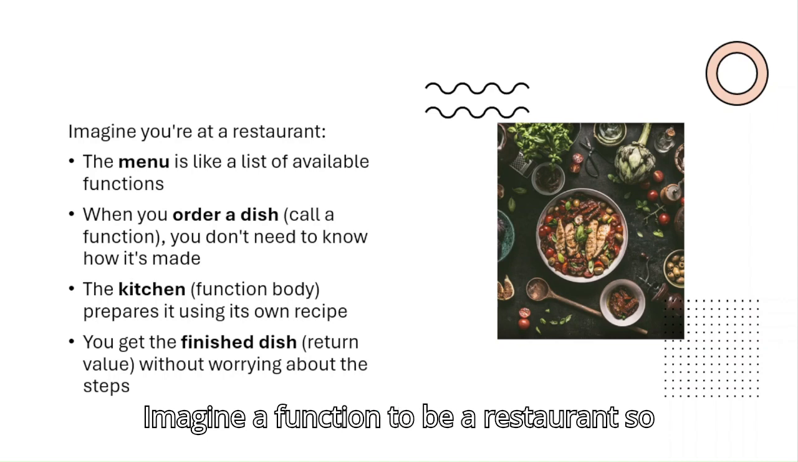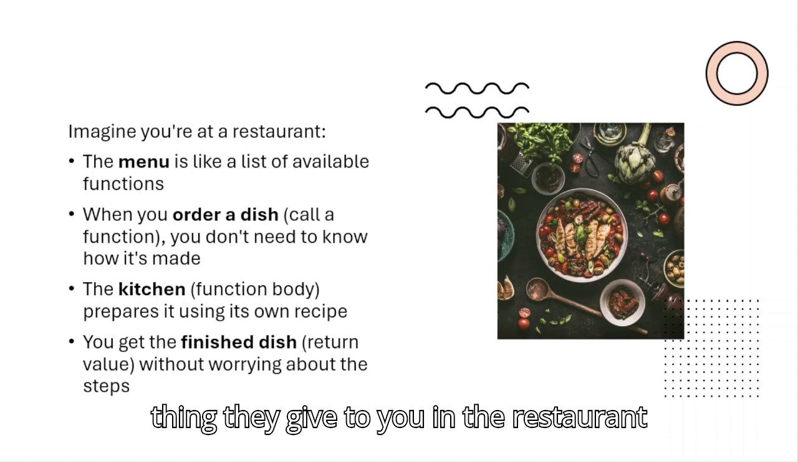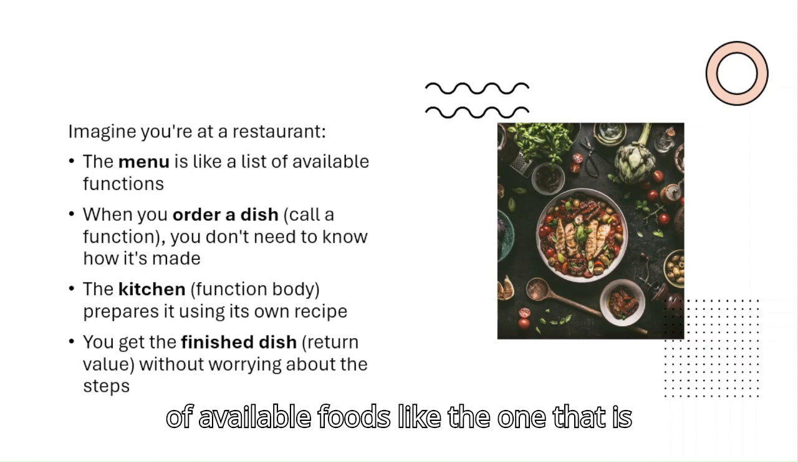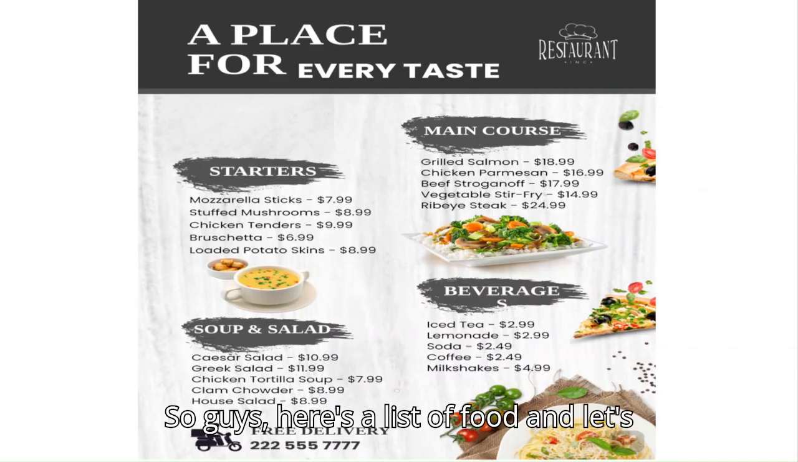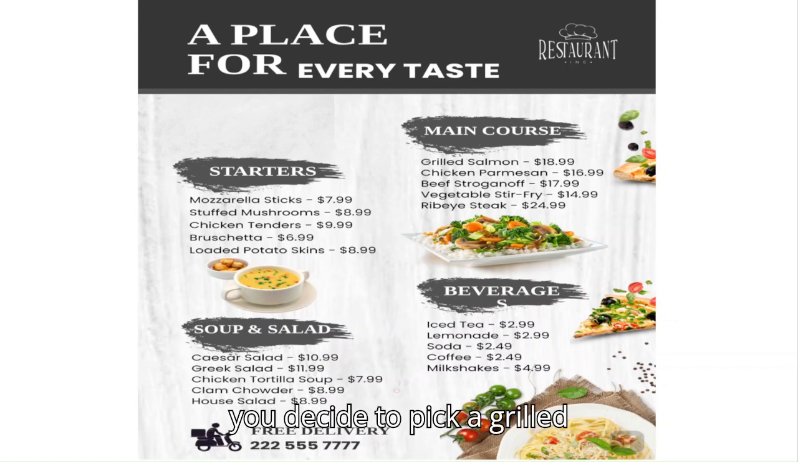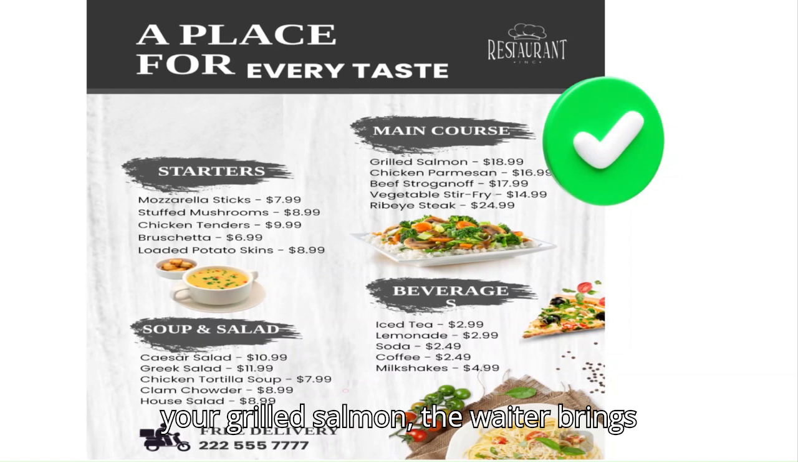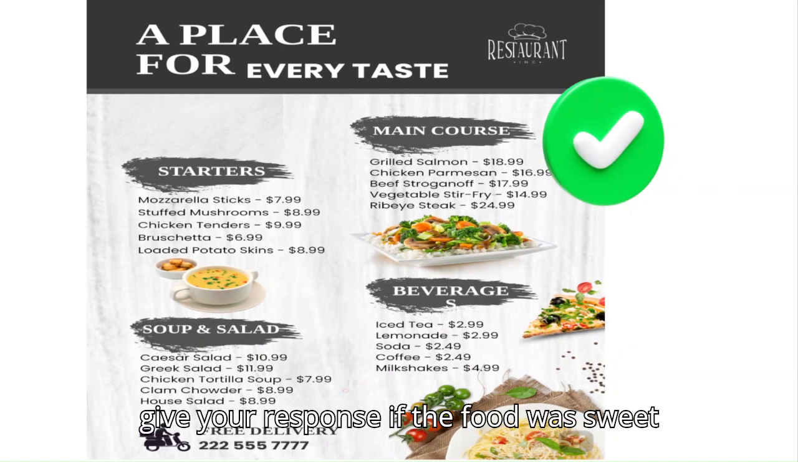Imagine a function to be a restaurant. So you walk into the restaurant. The first thing they give to you in the restaurant is a menu containing the list of available foods, like the one that is shown on the screen. So guys, here's a list of food. And let's assume you go to the main course and you decide to pick a grilled salmon. So you select your grilled salmon, the waiter brings the food, you eat it, and at the end you give your response if the food was sweet or not.